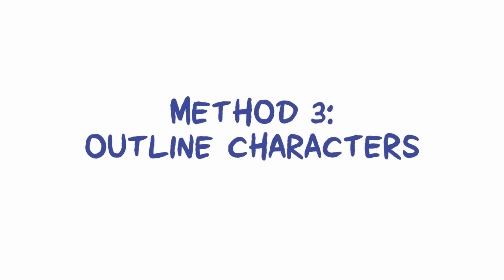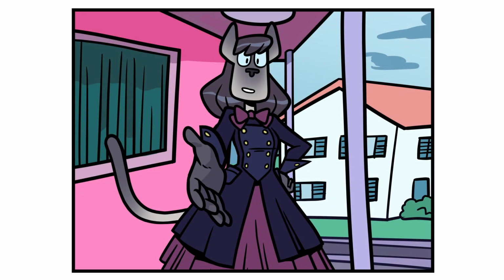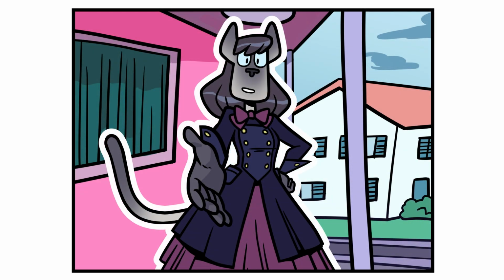Method 3. Outline characters. One method for letting characters stand out from the background is to literally create a gap between character line art and background line art. If you've already drawn a background though, it might be a lot of work to go back in manually and erase parts around the character.